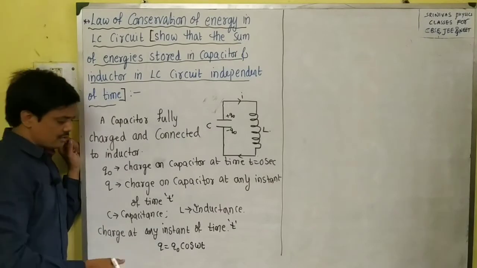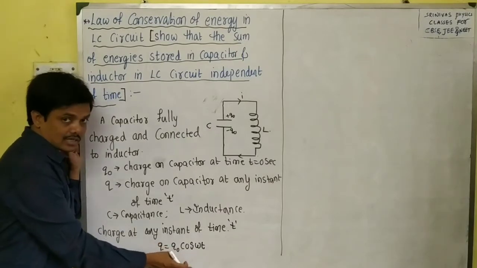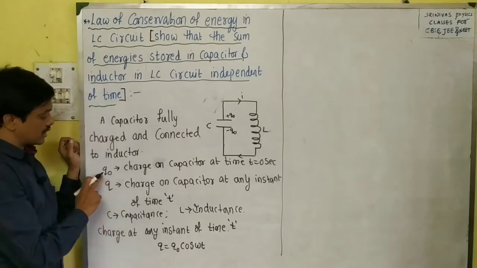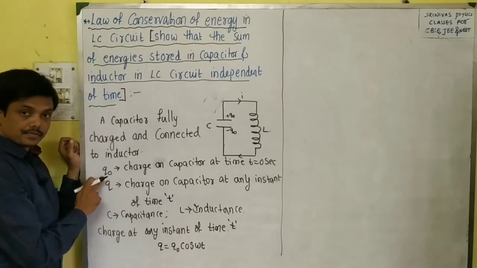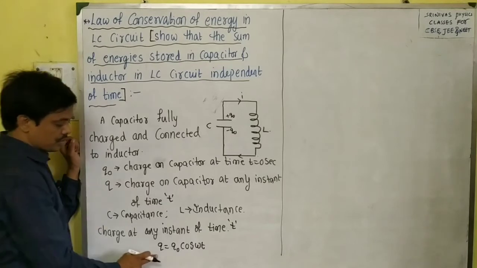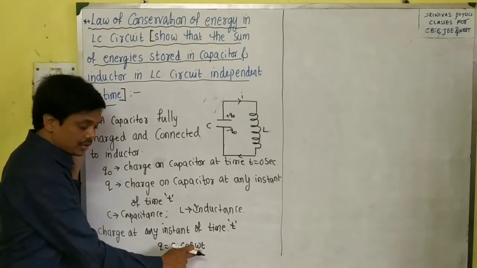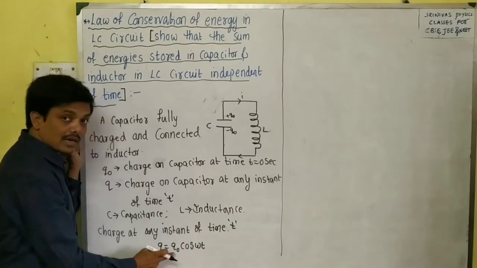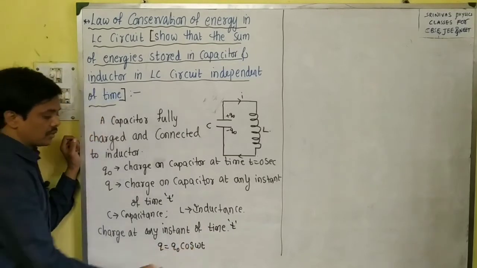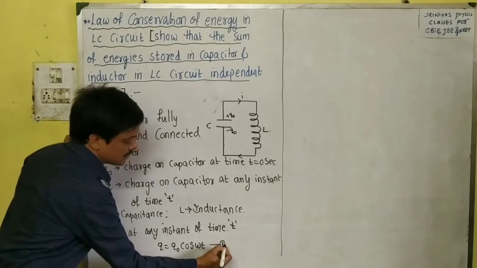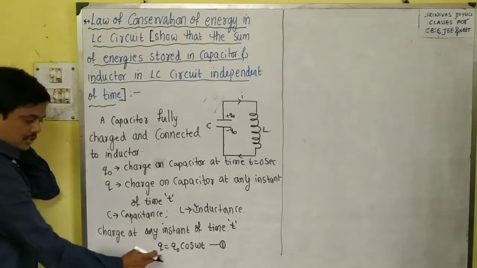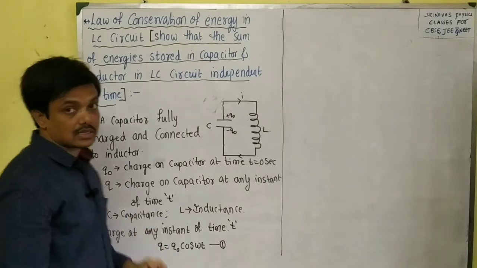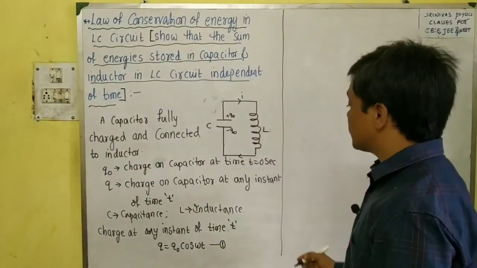While oscillating, the equation can be written as either sine or cos. But here we have to take the cos, because at time t equal to 0 we have to get Q equal to Q0. If you write t equal to 0, cos 0 is 1, then we get Q equal to Q0. So the charge at any instant of time is Q equal to Q0 cos omega t, where omega is the angular frequency and t is the time.